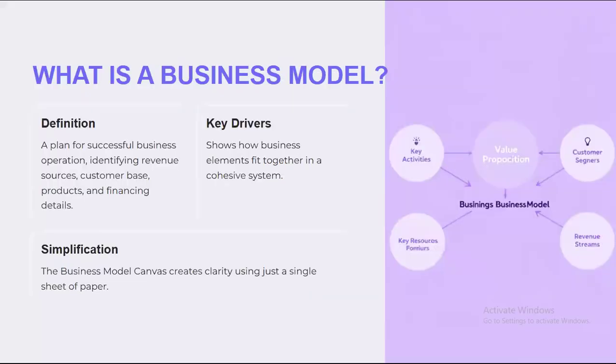So what then is a business model? A business model is a plan, a plan for successful business operation. It identifies various aspects of the business and provides information on what will be done in those areas. So it shows how business elements fit together in a cohesive system. The business model canvas is a way of simplifying a business model.